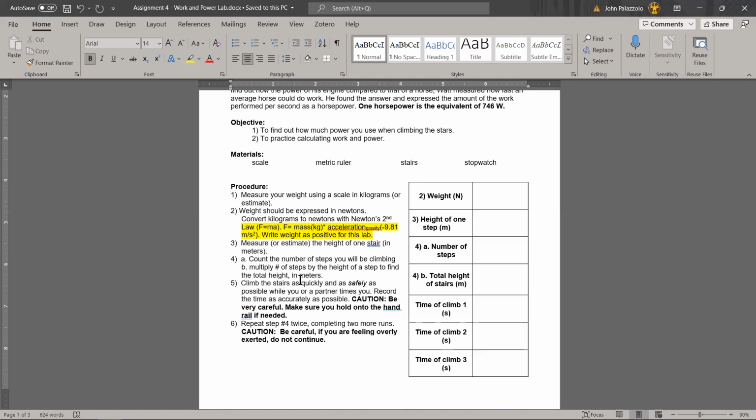Then you're going to measure or estimate the height of one stair of your staircase, and then count the number of steps you're climbing. Multiply the number of steps by the height of one step to get the total height in meters. Then you're going to get a stopwatch, and you're going to run up the flight of stairs 3 times.